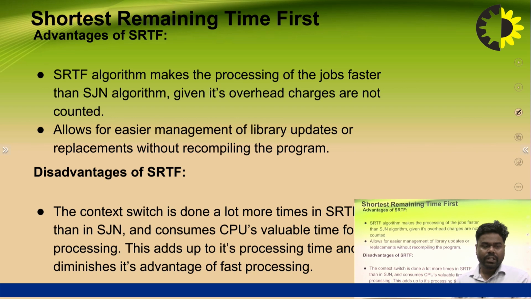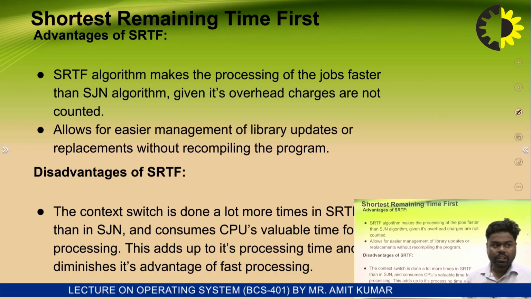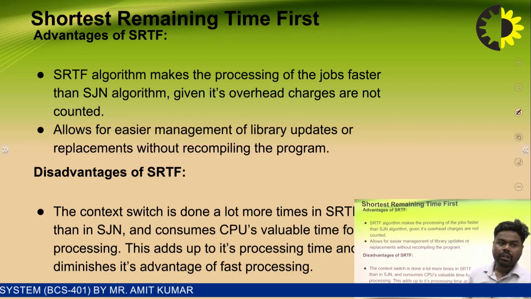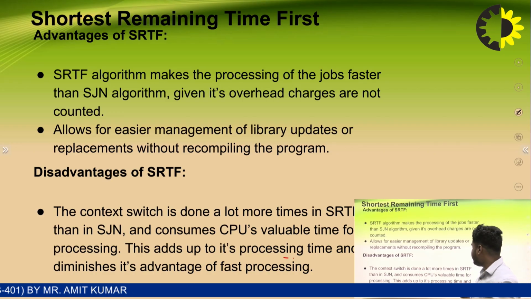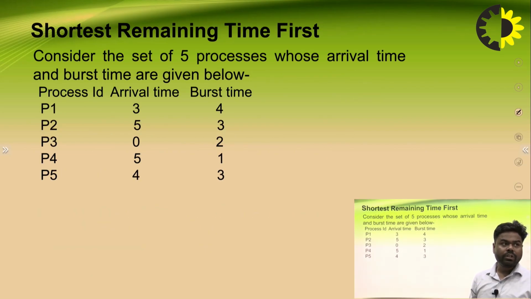The advantage of SRTF is that it makes the processing of jobs faster than the SJF, shortest job first, algorithm. It allows for easier management of library updation or replacement. The disadvantage is that context switching is done a lot more in SRTF than in SJF, which consumes valuable CPU time, adds to the processing time, and diminishes its advantage of fast processing. So this is the numerical again for SRTF.